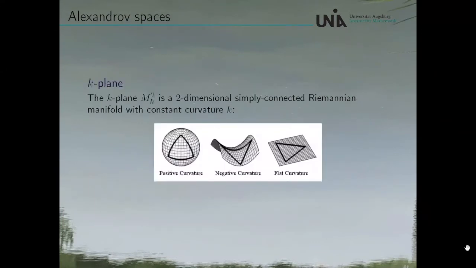Okay, let me first recall the definition of an Alexandrov space. The idea behind the definition is to compare the triangles in a metric space with the triangles in a model space. The model space M2K is a two-dimensional simply connected Riemannian manifold with constant curvature K, which is S2 if K is positive, H2 if K is negative, and the Euclidean plane if K is 0.